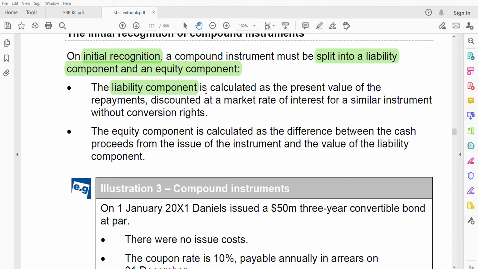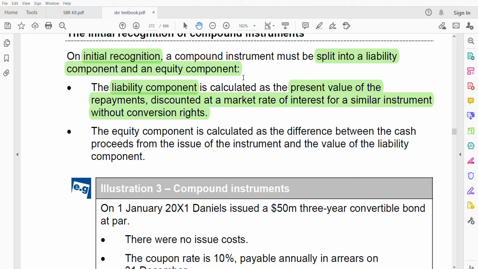So how do you calculate the liability component? Make sure that you know this also. It is the present value of the repayment. You will be given some repayment, and you have to find the present value. To find it, you will be given the interest rate, the discount factor. The present value of the repayment is discounted at the market rate of interest for a similar instrument without conversion rights. That rate also they will give you in the exam.